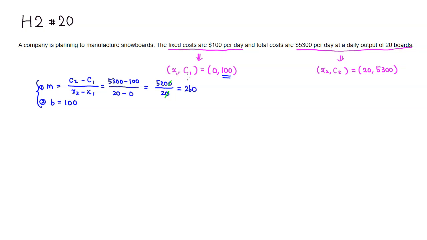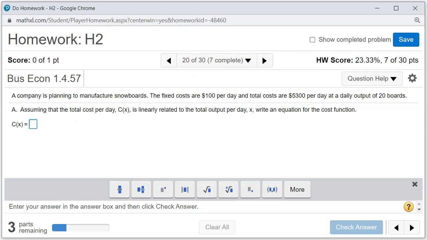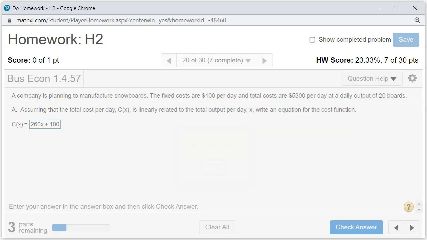Therefore, the equation is going to be c of x equals the slope, 260 x, plus the y-intercept, or c-intercept, which is 100. So let's type it in: 260 x plus 100. Let's check the answer. All right, we got that.